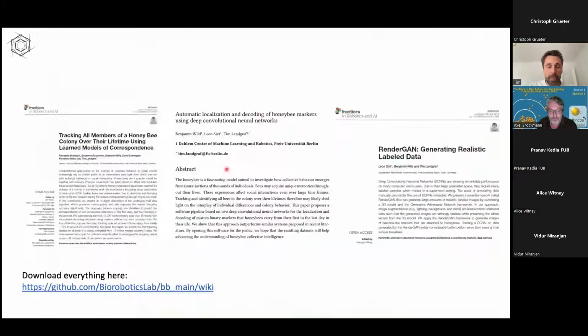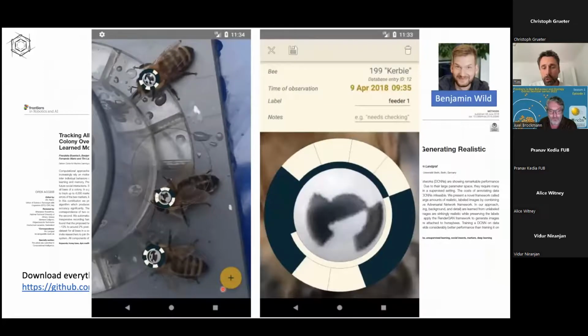And so we have published everything open source. You can go to this link, which basically lists everything that we did, which includes also an app for the biologists who sit on the feeder and wonder what and who this bee is. And so you take a photo with your mobile phone, and then the app tells you who that is. And it's not just numbers.